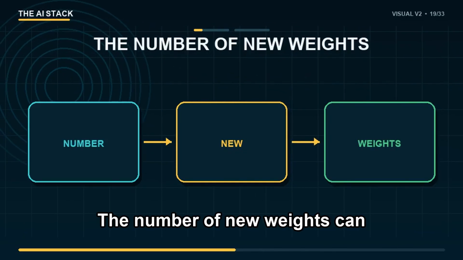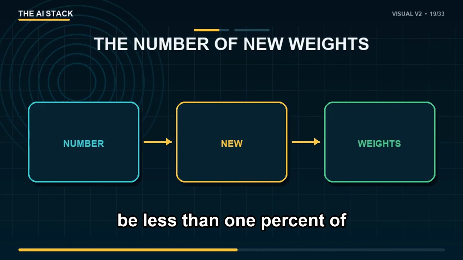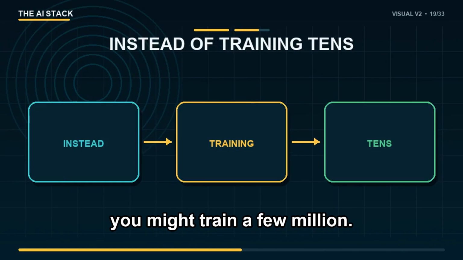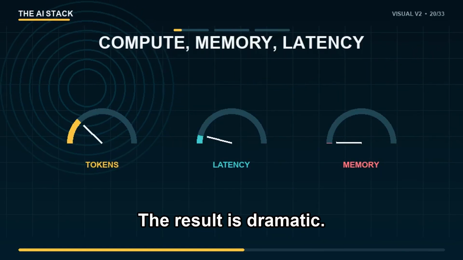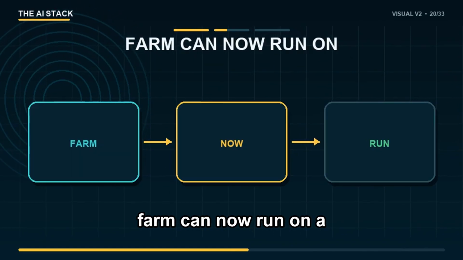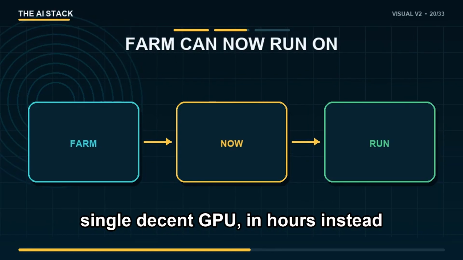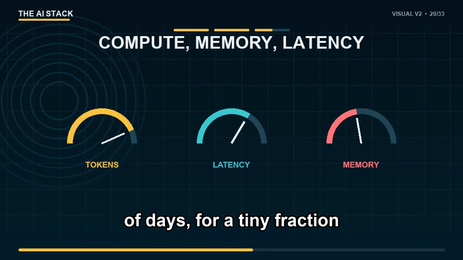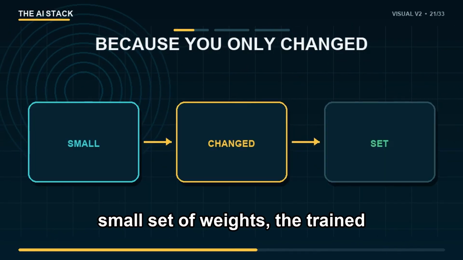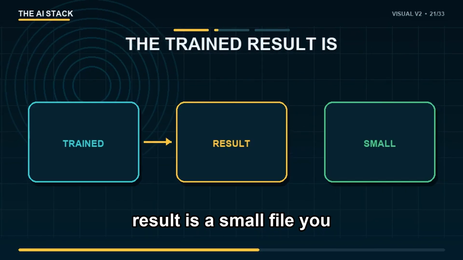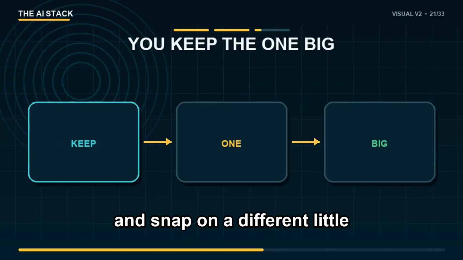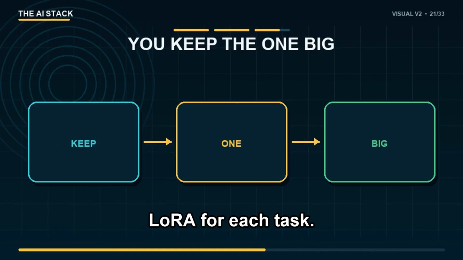The number of new weights can be less than 1% of the original model, so instead of training tens of billions of parameters, you might train a few million. The result is dramatic. Fine-tuning that once needed a server farm can now run on a single decent GPU in hours instead of days, for a tiny fraction of the cost. And because you only changed a small set of weights, the trained result is a small file you can store and swap easily. You keep the one big base model and snap on a different little LoRA for each task.